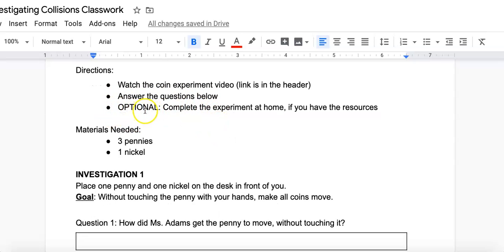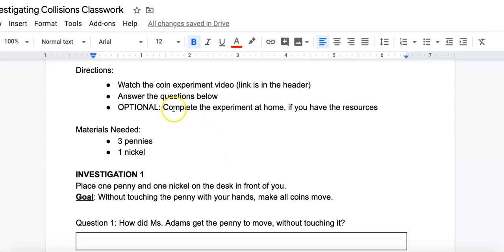And here comes the very fun part. This is optional, because you are going to need these materials, so you can complete the experiment at home if you have these resources. I am going to use three pennies and a nickel, but let's say you don't have three pennies and a nickel at home and you really want to try this experiment. Feel free to use a quarter and three dimes. Feel free to use a nickel and three dimes. You want to try to have a heavier coin and then three lighter coins. So go for it and try it out at home.